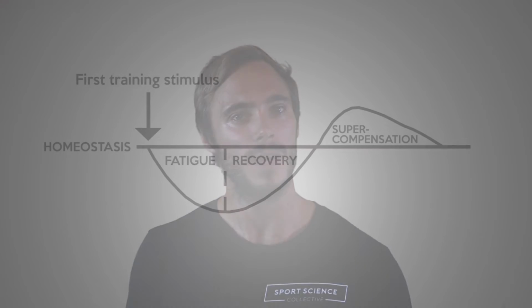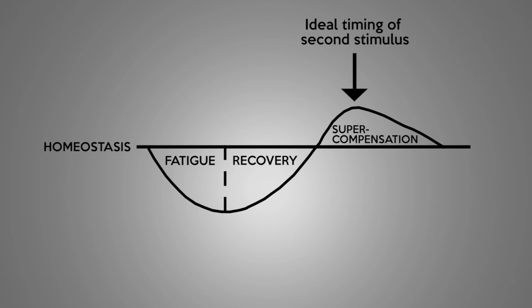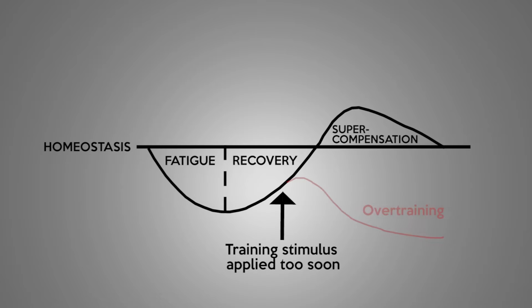So how do we achieve the ideal load? If we have a look back at the general adaptation syndrome diagram, we can see there is an optimal point at which the timing of our training stimulus should occur in order to ensure maximal gains are made. This is at the point of supercompensation. If the timing of the training stimulus is too soon, we'll enter a state of overtraining.